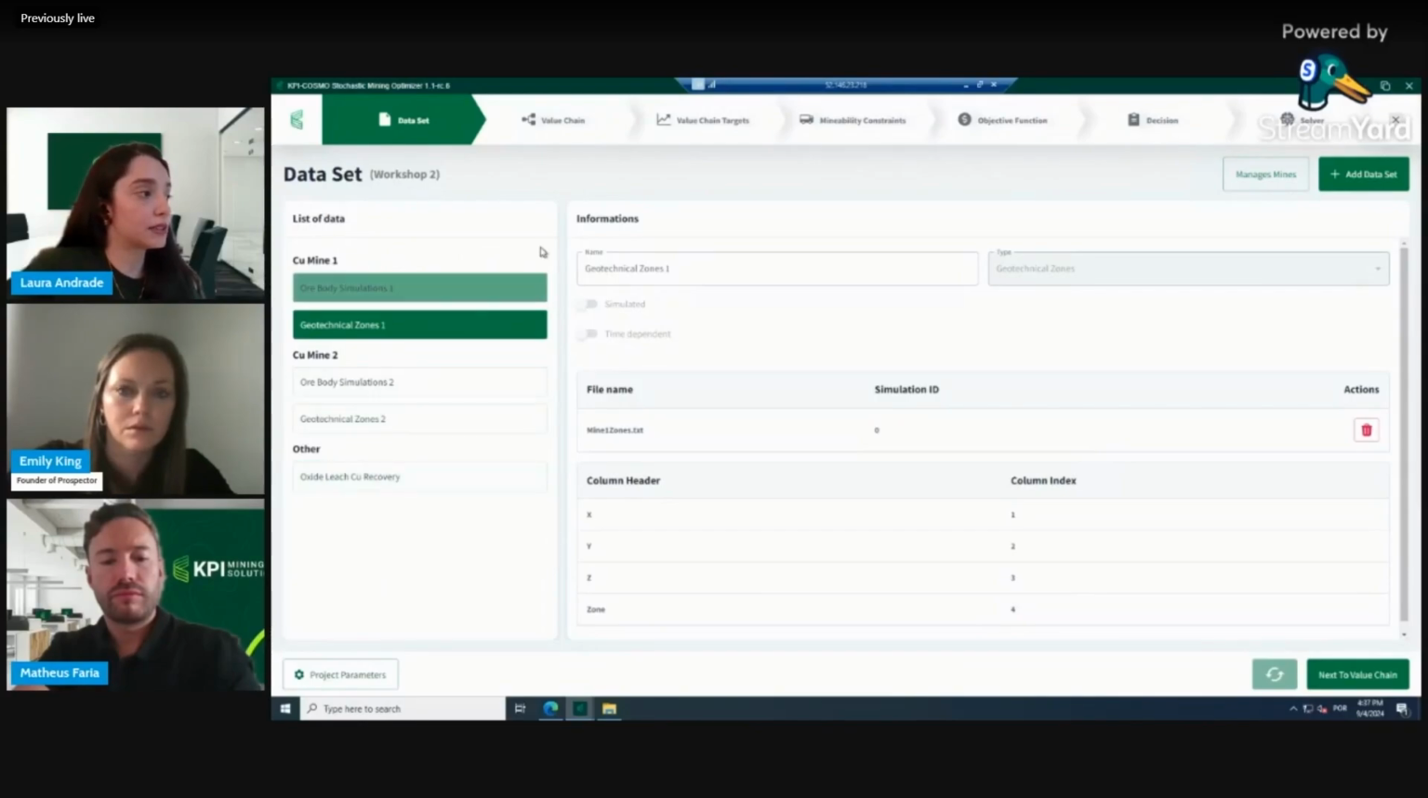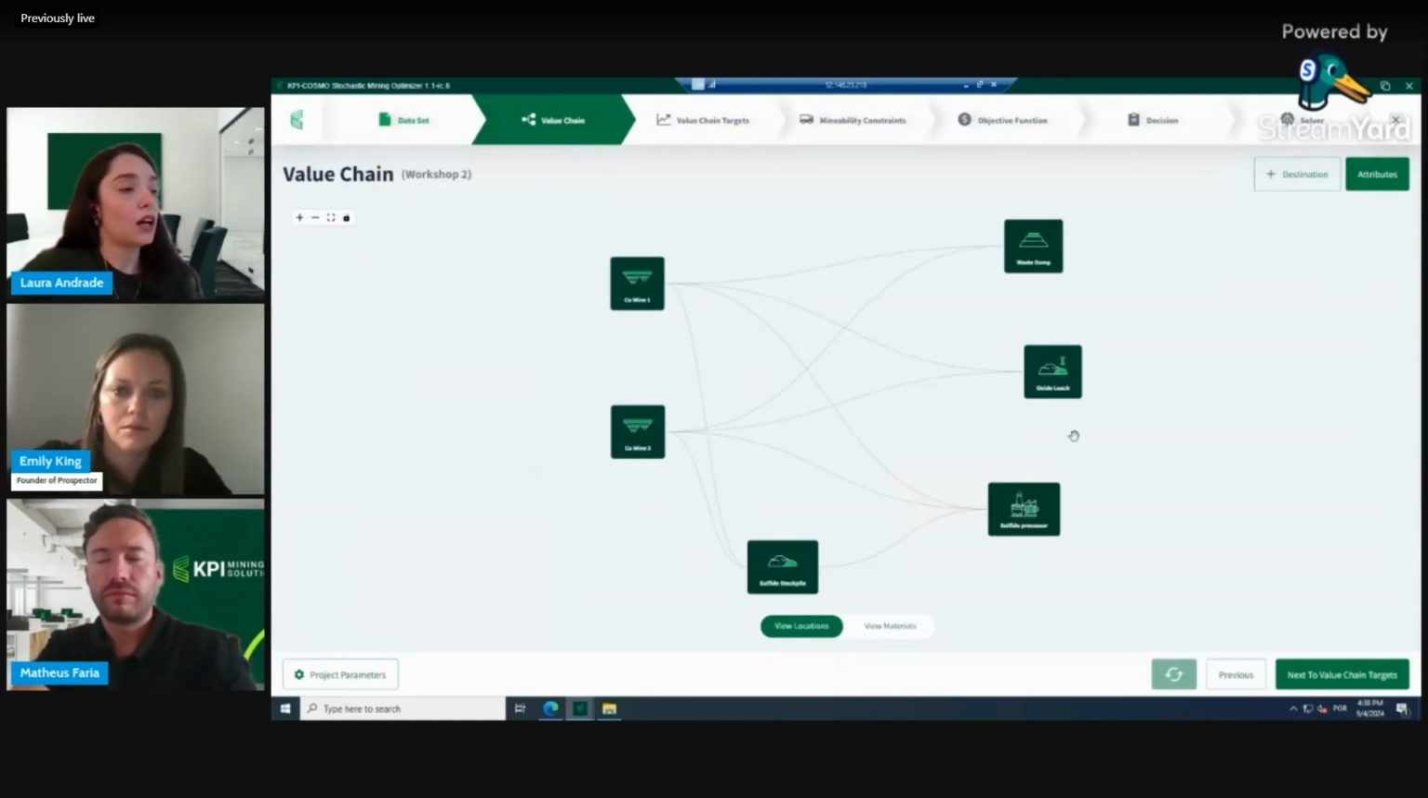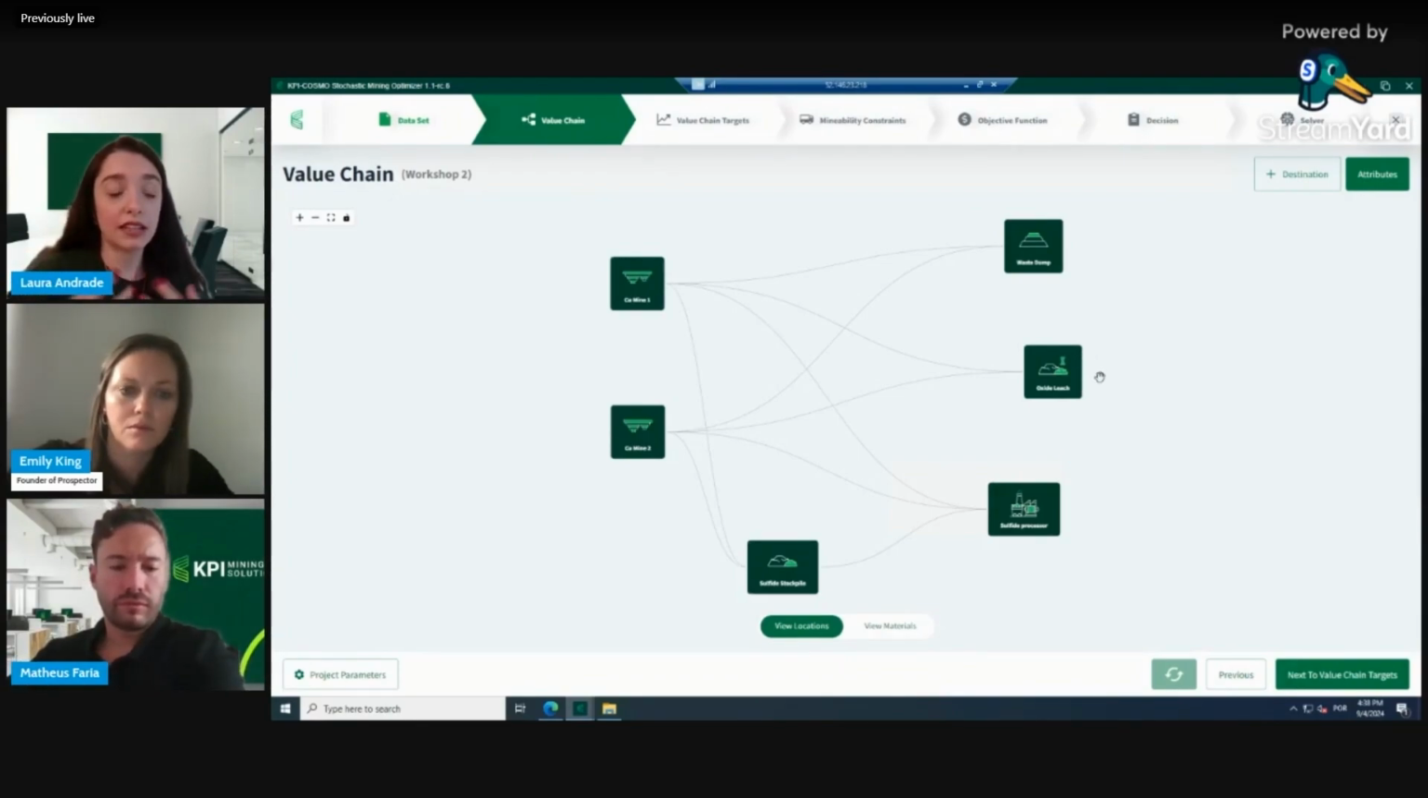To define our inputs, as you can see here, we can have other types of inputs such as lookup tables and copper recovery curves, and there are many more inputs that you can give to the software and then use in your value chain. The idea is to build a value chain that will replicate the flow of material in your actual mining complex.